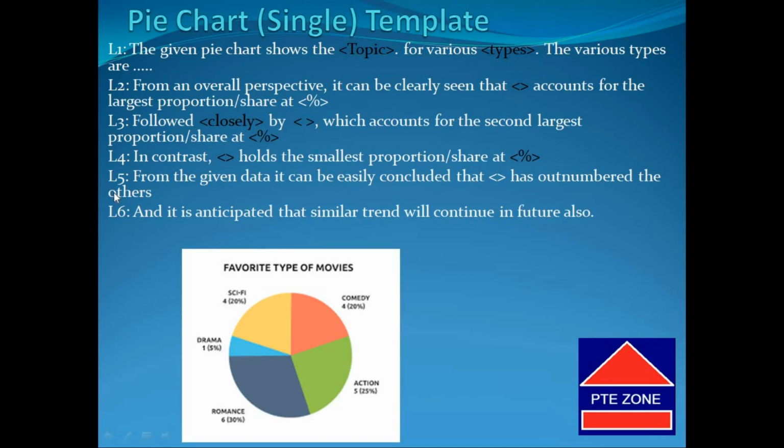Now the last line, as I always say, I have used this last line in each kind of template. From the given data, it can be easily concluded that whatever is the maximum, so let's say romance is maximum, you'll say romance has outnumbered the others, other movies. And the last line is always the same, which I have used in each and every template of mine: and it is anticipated that similar trend will continue to follow in future also.